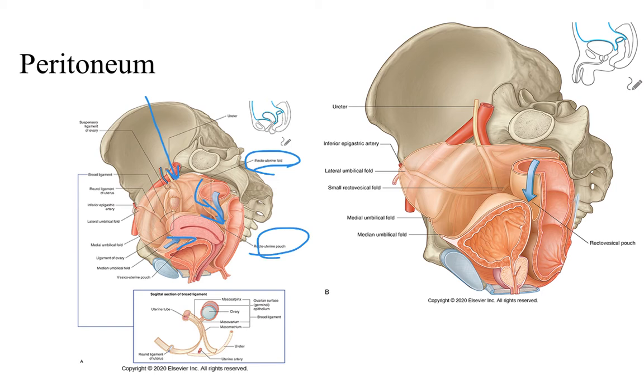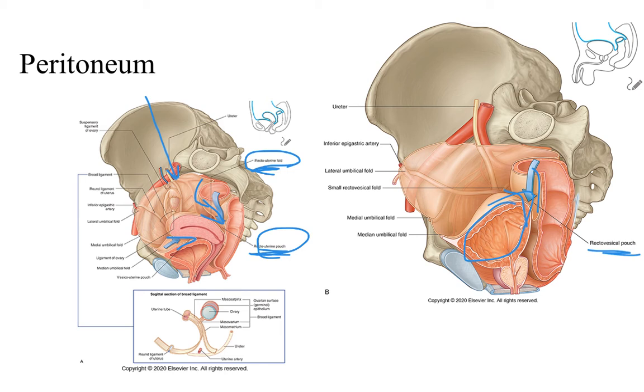All right, so those are potential areas within the pelvic cavity that's formed by the peritoneum between different organs, and of course it's named according to the organs that it sits in between. Another example is right here. You have the rectovesical pouch, and remember vesicle is another name for the urinary bladder.